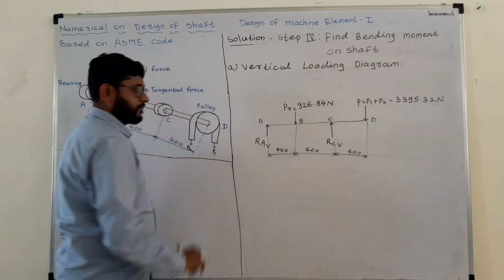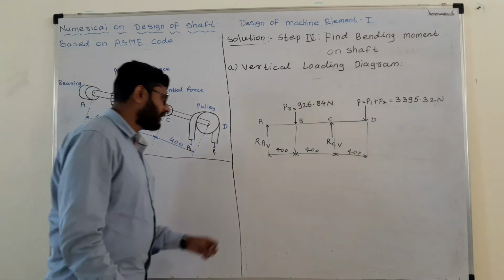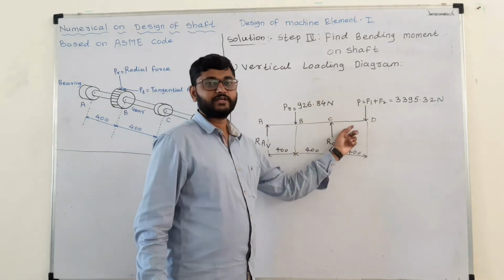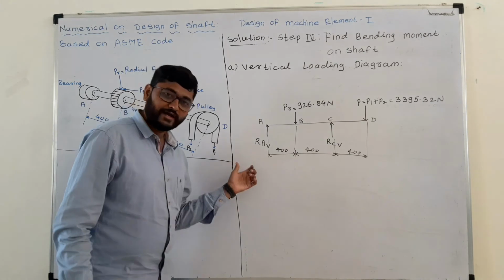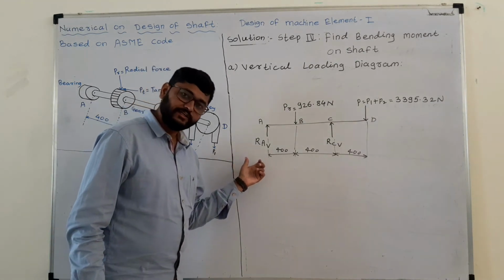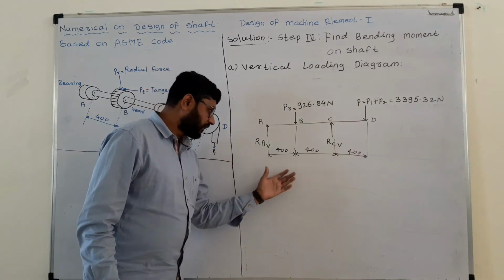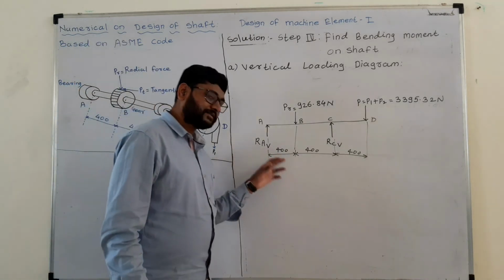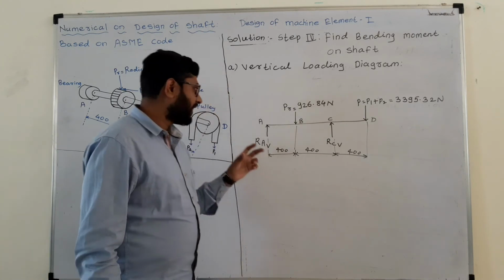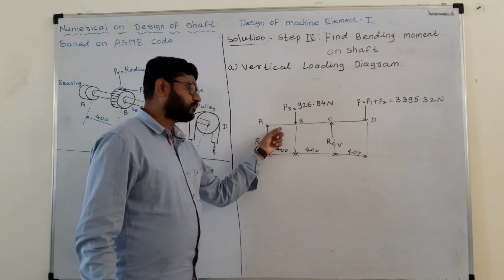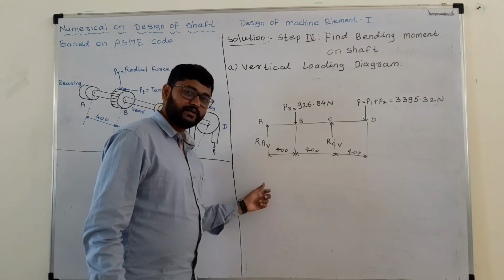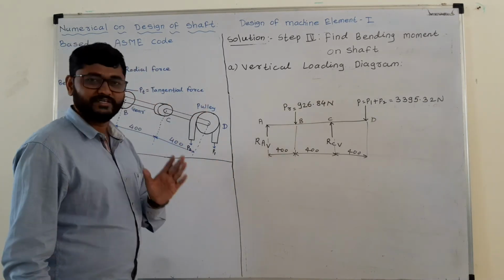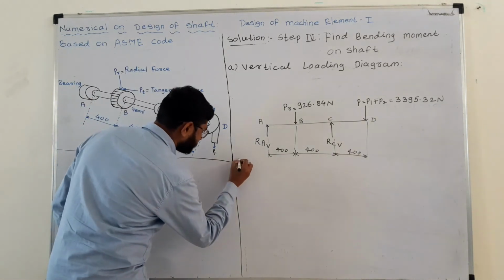So the first step is to find reactions at point A and reactions at point C. So how to find reactions at point A and C? That means here we have to consider two conditions to find reactions. First condition, by taking moment about point A, and second condition is to consider summation of all vertical forces is 0.